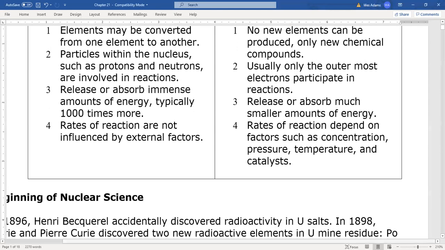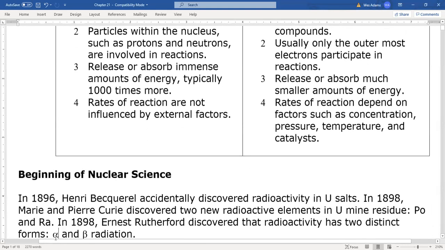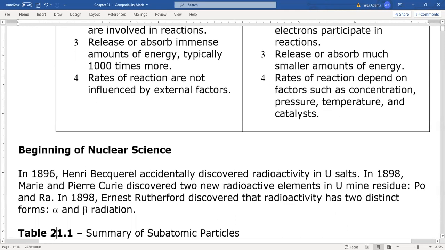So let's look at the beginning of nuclear science. 1896, Henri Becquerel accidentally discovered radioactivity in uranium salts. In 1898, Marie Curie discovered two new radioactive elements in uranium mine residue, polonium and radium. Also in 1898, Ernest Rutherford discovered that radioactivity had two distinct forms, alpha and beta. Later on, we discovered gamma.